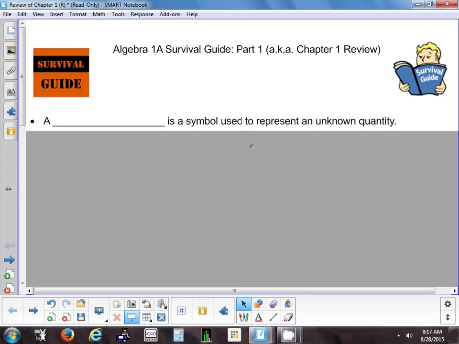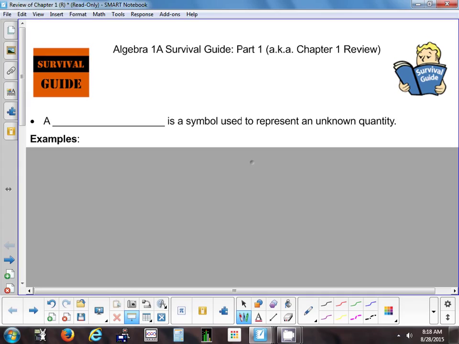Just read that first sentence. It says, a blank is a symbol used to represent an unknown quantity. Anybody know what we use in math to represent something we don't know? An unknown. Go ahead, Gabe. Like an X or a Y. Yep, those are two examples of what this thing is called. An X, a Y, basically any letter. Sam? A variable. A variable, good.